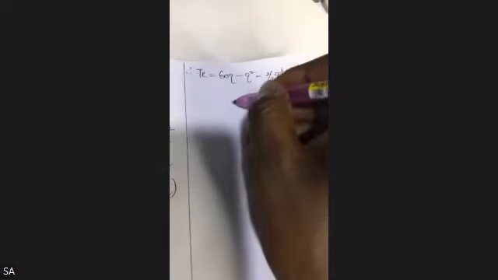Okay, the next question is the demand function. How do we obtain the demand function? So class, note, demand function can be obtained using total revenue equals price times Q.